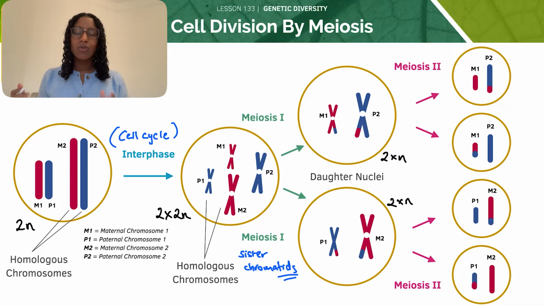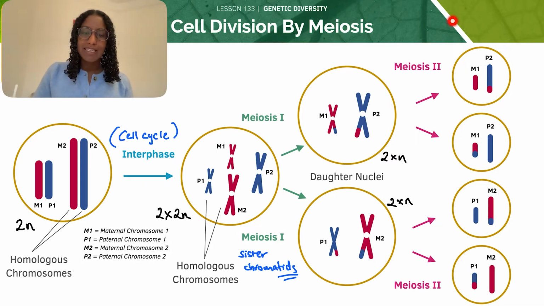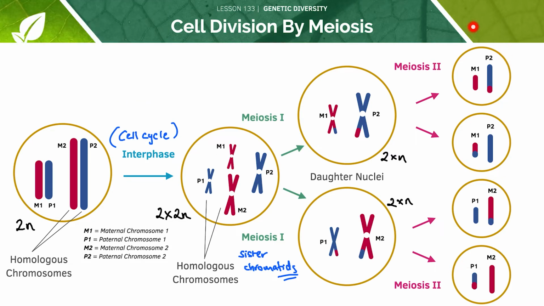Now, what is the result? We have 4 haploid cells over here. These are our gametes that are genetically different from each other, and we'll talk a bit about how they're genetically different from each other later on.